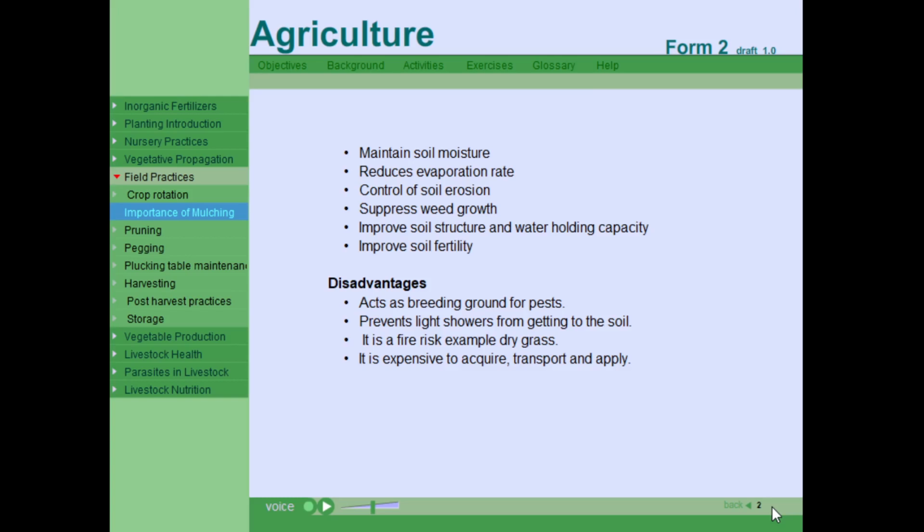Disadvantages: it acts as a breeding ground for pests, and prevents light showers from getting to the soil. It's a fire risk, for example, dry grass. It is expensive to acquire, transport, and apply.